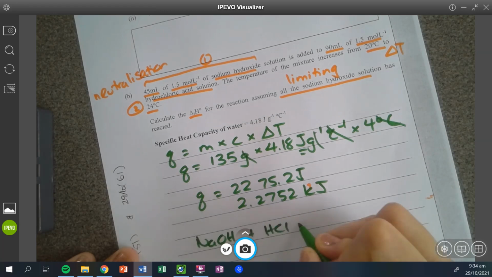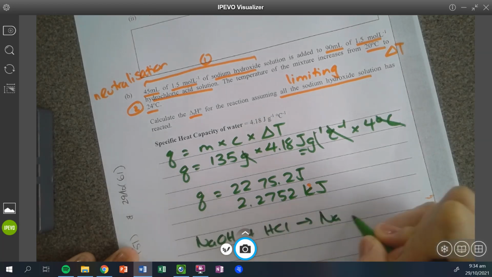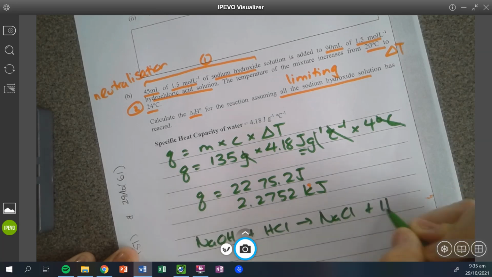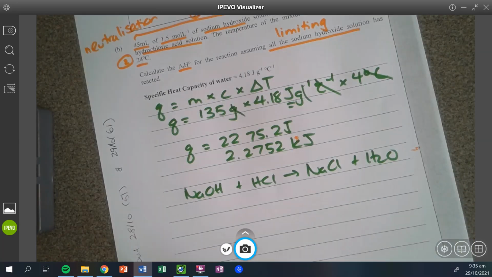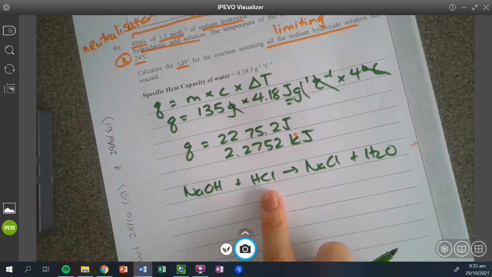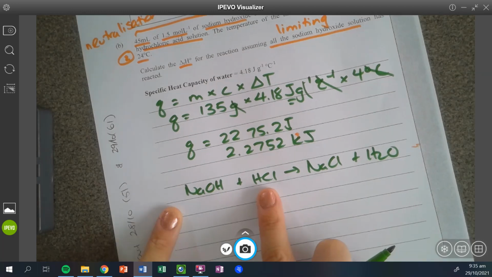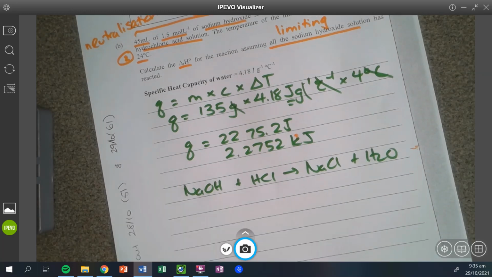So we don't have to worry about that as being a limiting factor either. Are you okay with that so far? So usually we give you the equation, but whatever they usually tend to give you is a 1-to-1 ratio. So they try to keep it as simple as possible. But what we need to ask ourselves here is, what is the limiting factor? What is going to run out first and then stop the reaction?